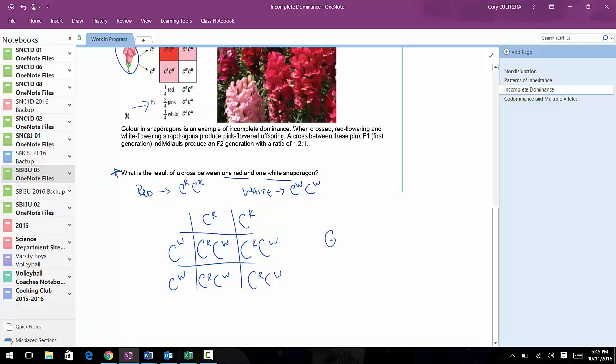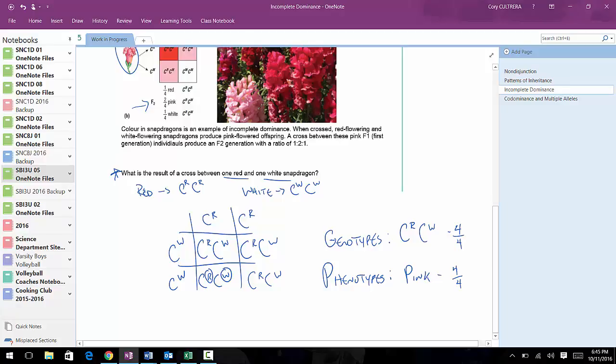So if we're looking at our genotypic frequency, we only have one here, which is CR, CW, that's 4 to 4. And our phenotypes, in this case, we would only have one, and they would all be pink, 4 to 4. Because we have one copy of the red, one copy of the white, and because neither are completely dominant, you get a mixing of red and white. When you mix red and white together, you get pink. So hopefully that makes sense.